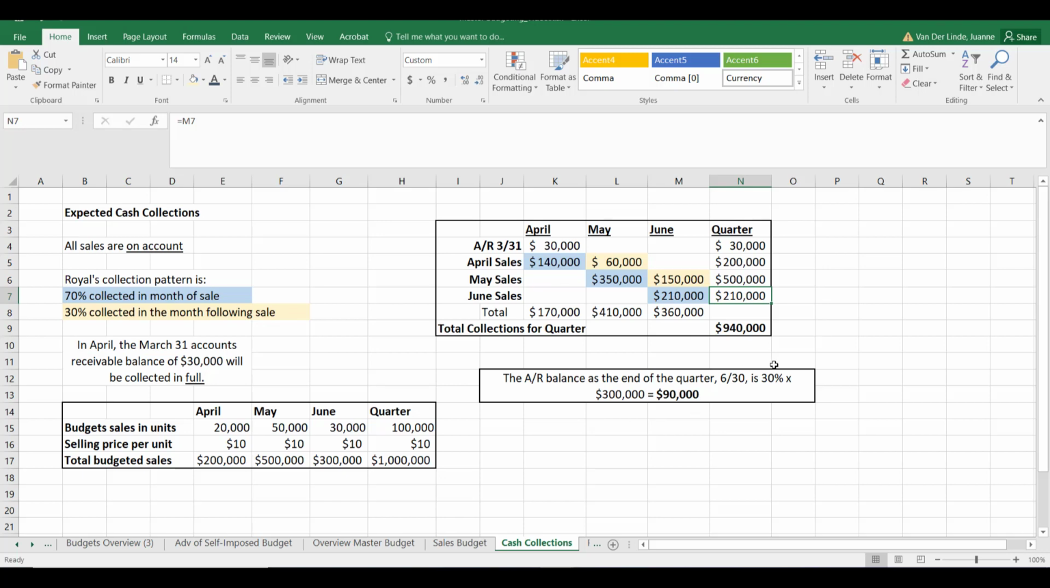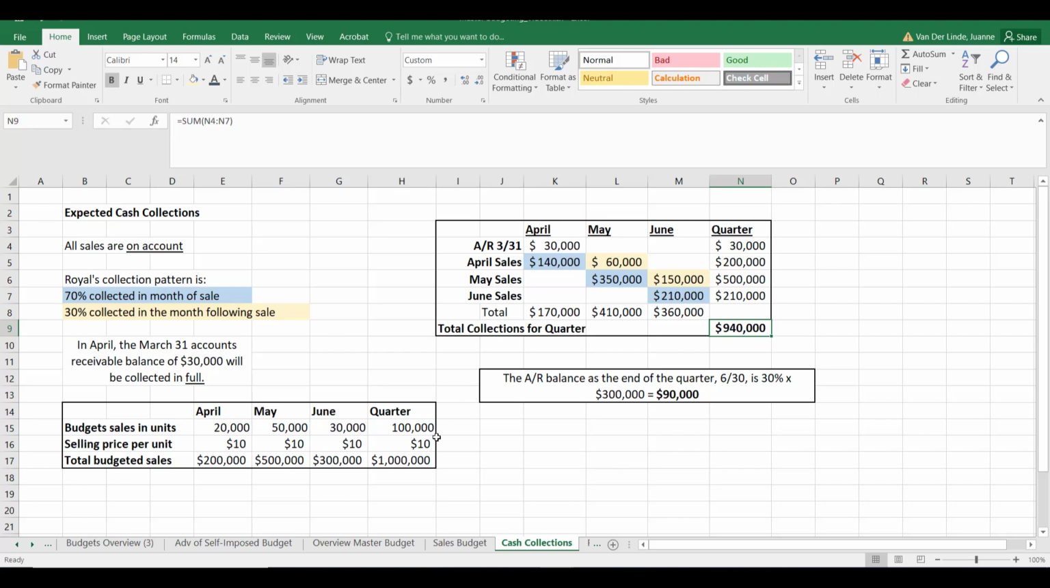So for the quarter, we estimate that we will collect about $940,000 in cash from customers related to the accounts receivable balance from March, and then April, May, and June sales. So that's how much cash we estimate we will collect from customers.